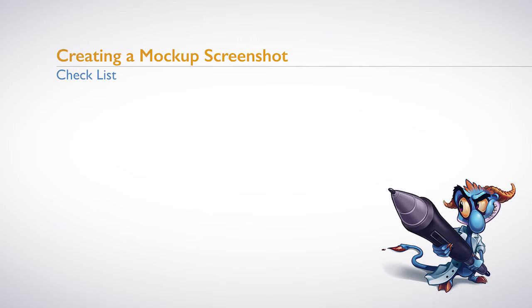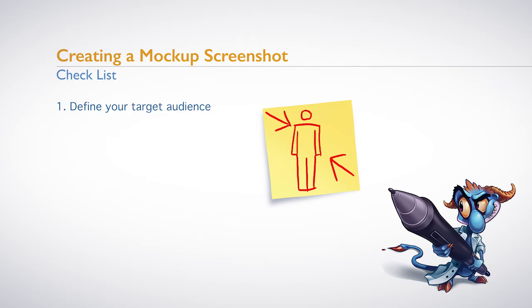Okay, so this is a checklist that you can use when you create a mock-up screenshot. So this might be something that you use within your team or when you're pitching to a publisher, for example. Okay, so the first one, define your target audience. Why is this important? Well, obviously if you're aiming towards children, for example, they're probably going to prefer a brighter color palette and simple shapes. So first of all, define your target audience.